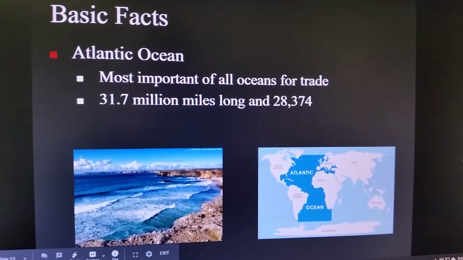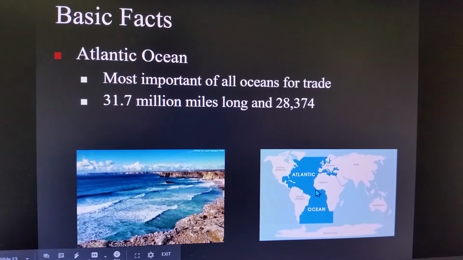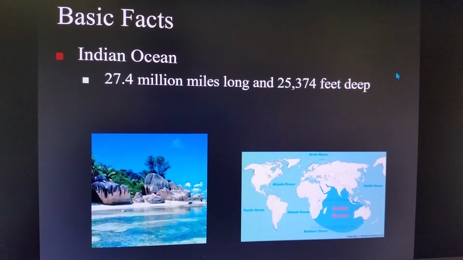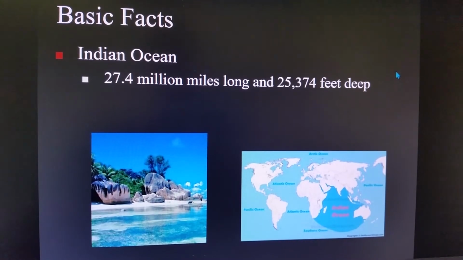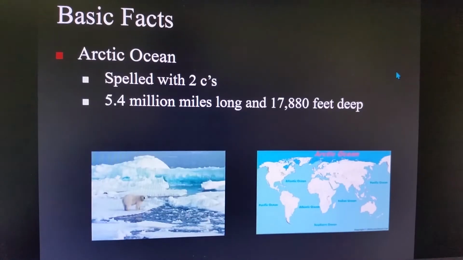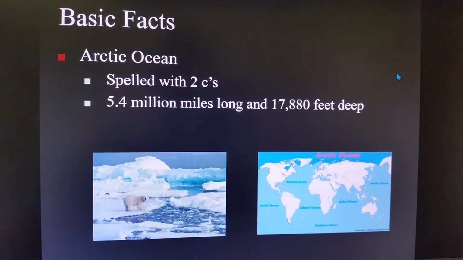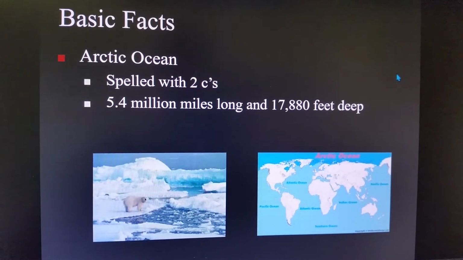The Atlantic Ocean, you can see in the map where that is. It's not quite as long and not quite as deep. Indian Ocean, not quite as long, not quite as deep. Now you don't have to write all these facts down, that's not a problem. The Arctic Ocean is still lots smaller and definitely shallower.